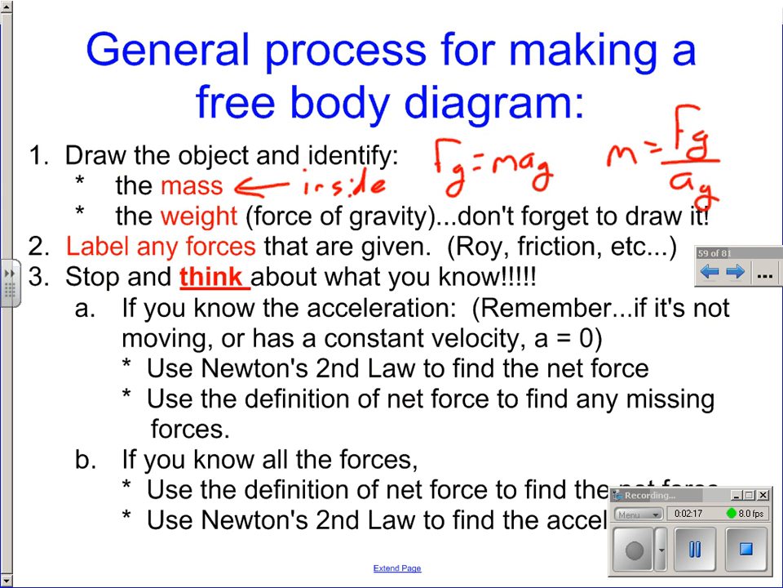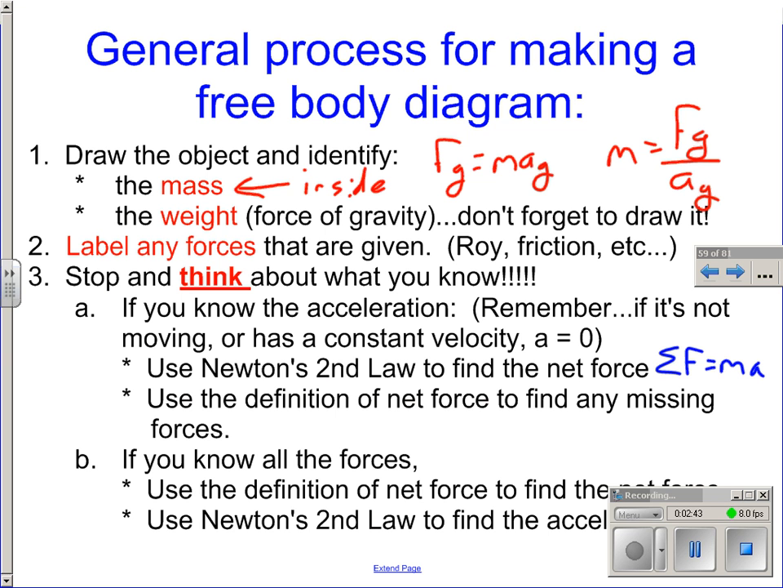Second step is label any forces that are given. Maybe it'll say Roy pushes the box with X amount of force, or there's a force of friction of 10 newtons or whatever. Draw those. All right, and then the third step is the one that always tangles people up. You've got to stop and think about what you know. If you know the acceleration, then you're going to use Newton's second law to find the net force.